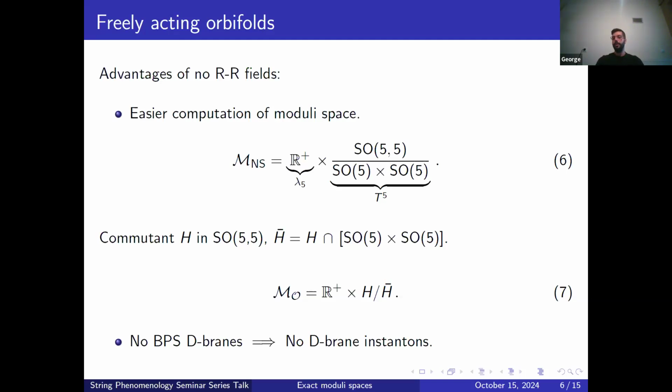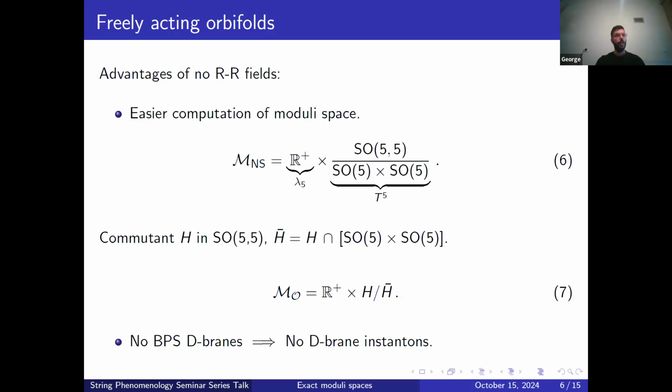This group will also be the T-duality group of the effective theory. I will explain later what happens in the quantum theory. Then if we also compute the compact subgroup, the intersection of H with SO(5) times SO(5), we have the moduli space of the orbifold, which is given by R plus times H over H bar.